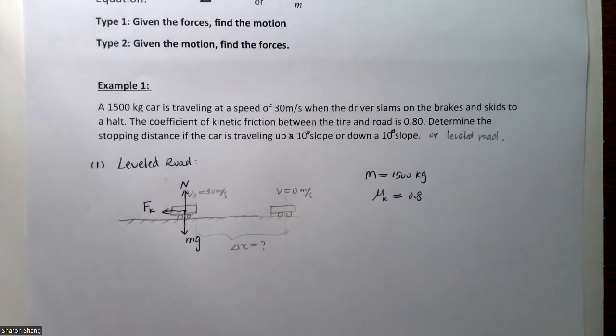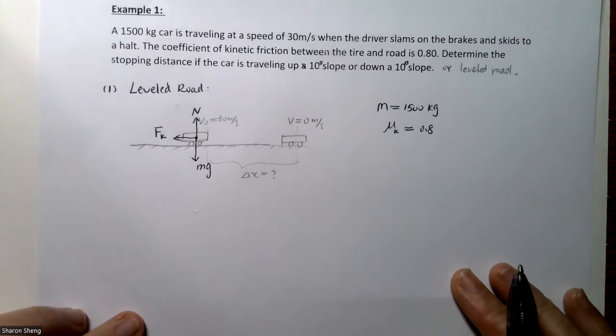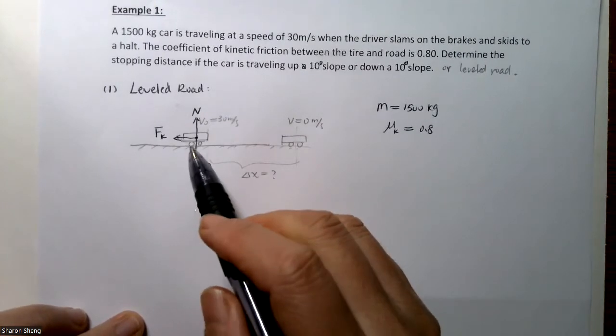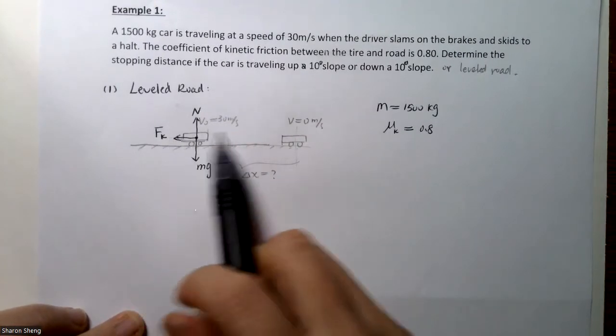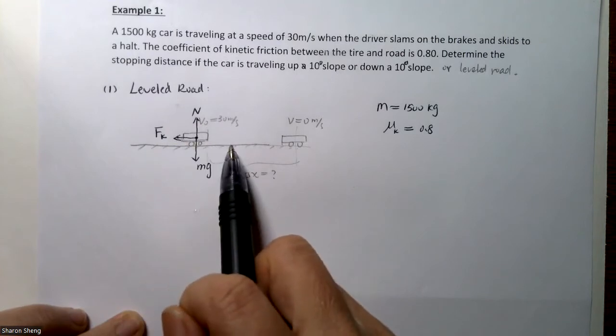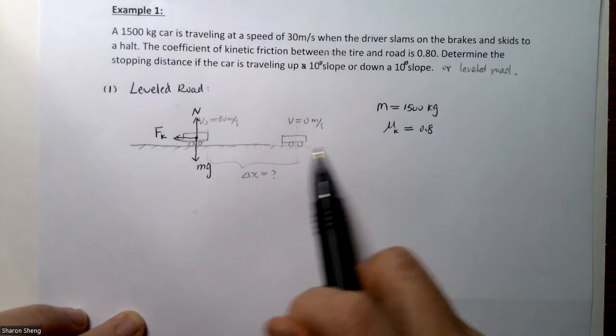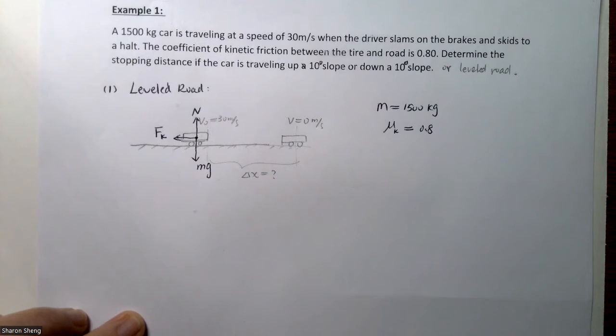Okay, that's the free body diagram. And then, let's figure out: after we know the forces, can we find the net force applied on the car? And then can we find the acceleration? How do we do this?